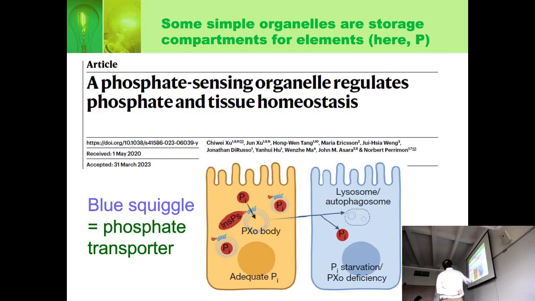And it's built around the idea that you have a phosphate transporter, shown as the blue squiggle here. But it definitely deserves the name organelle. Chemically, it's pretty simple. I just want you to see that organelles can have pretty simple chemistries. This is just a room for phosphate. And when you need the phosphate, you open up the door and you let the phosphate out.